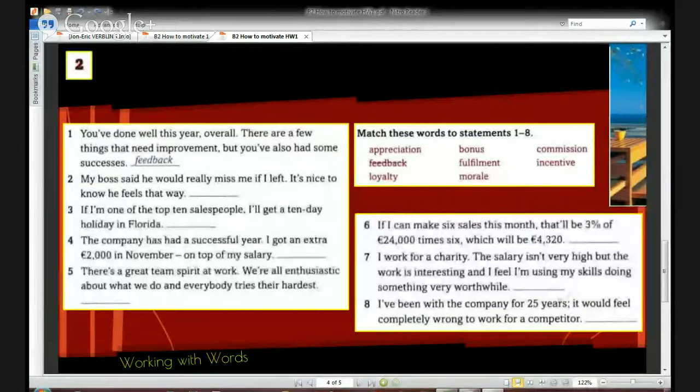Oh, I know what it is, Jason. I'm confused. No. It's not a bonus and it's not a commission. You're right, because those are both money-based. But there's still another choice. Keep looking at the words in the box. There's still another choice.